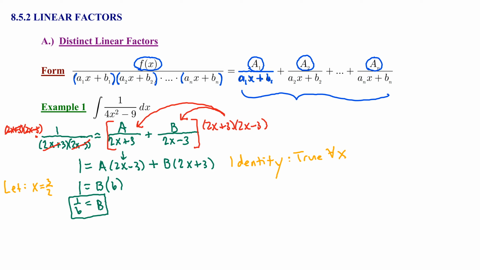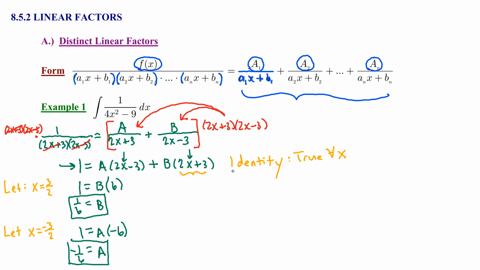Now, my next goal is to find a. So I'm going to choose another value for x, and this time let's use the 0 of our second factor. That is, if I set that factor equal to 0 and I solve for x, I would end up with x equals negative 3/2. So plugging x equals negative 3/2 into this equation, we have 1 equals a times 2 times negative 3/2, which is negative 3, and negative 3 minus 3 is negative 6. And if I plug negative 3/2 in here, that term zeroes out. And notice we can then solve for a. a is negative 1/6.